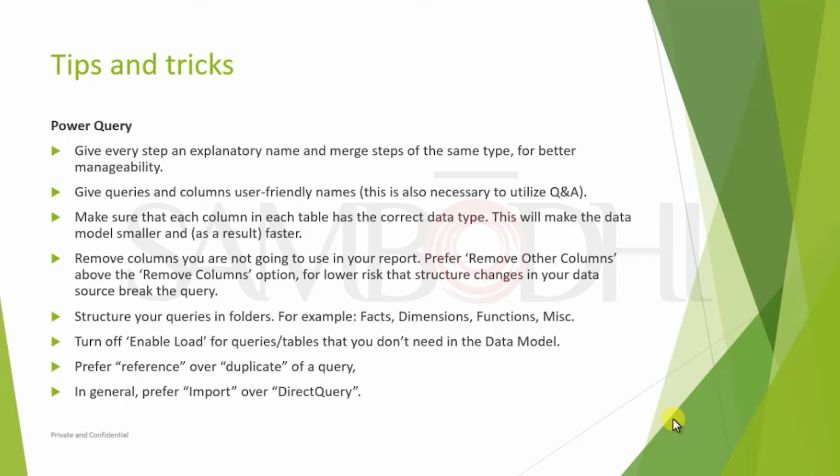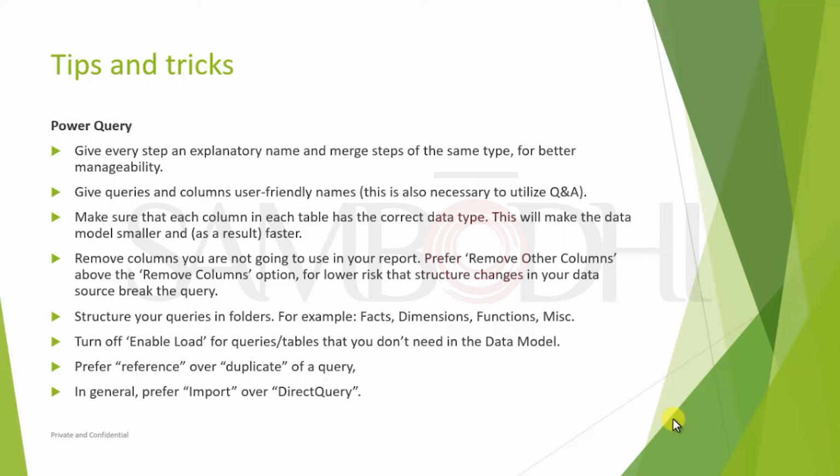When you work with Power Query, give every step an explanatory name and merge steps of the same type for better manageability of the Power Query. Give queries and columns friendly user names, and this is also necessary to utilize in Q&A. Make sure that each column in each table has the correct data type. This will make the data model smaller, and as a result, the application and the desktop would run faster.